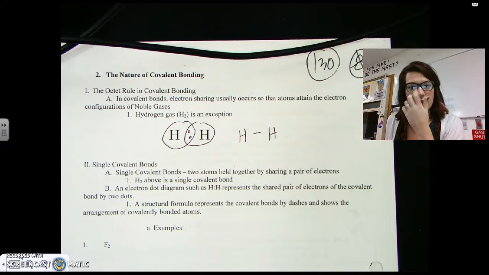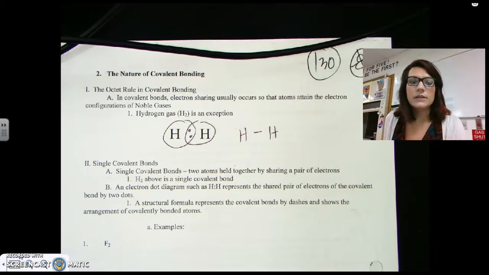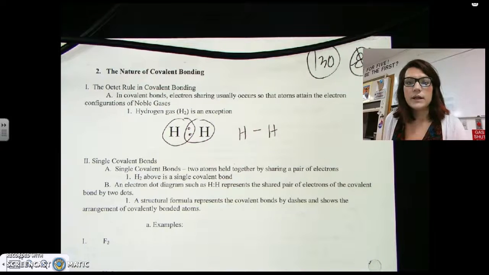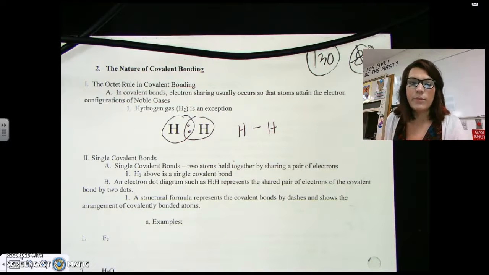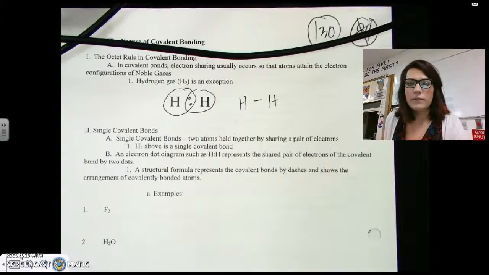So our first thing we're going to talk about is single covalent bonds, and single covalent bonds are bonds that are held together by 2 electrons only. Each line represents 2 electrons, so a single covalent bond is a bond where there's 2 electrons being shared between 2 different atoms, okay? Such as hydrogen, which I just gave you an example for. Okay, so let's look at a couple of these.